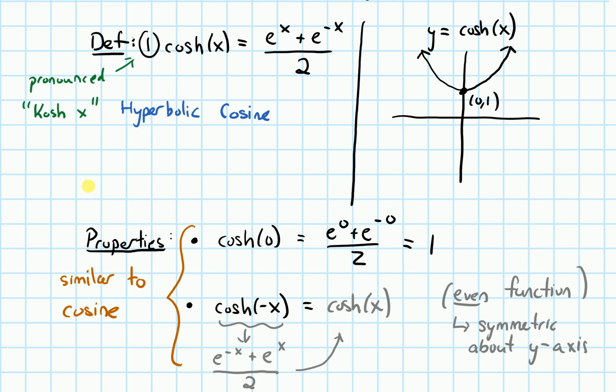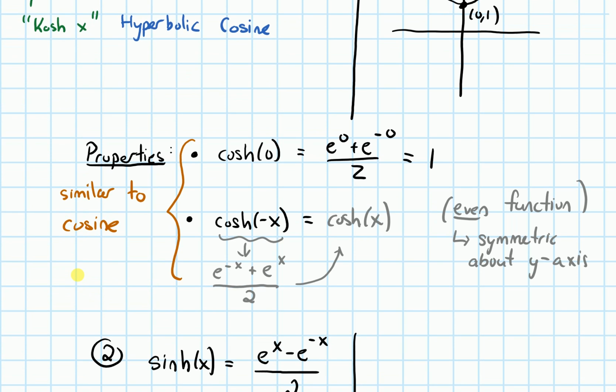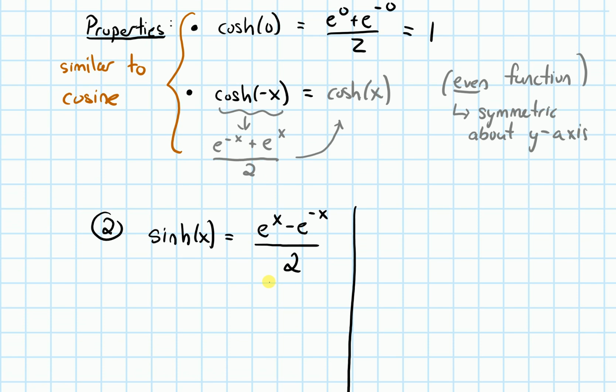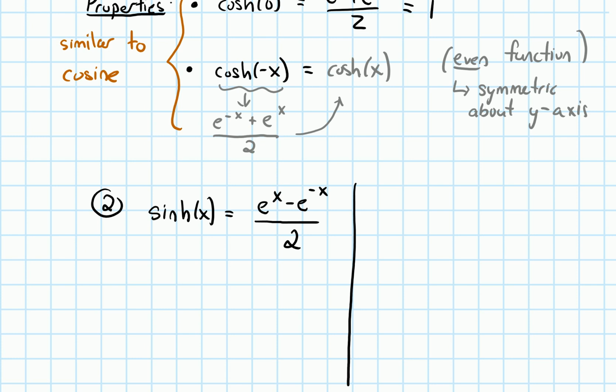Alright, so now let's talk about hyperbolic sine. So hyperbolic sine of x has a really similar definition. It's e to the x minus e to the negative x over 2. And you might be wondering, well, where are these weird looking exponential formulas coming from? And I'll motivate that in the next video. Alright, so this is called hyperbolic sine.